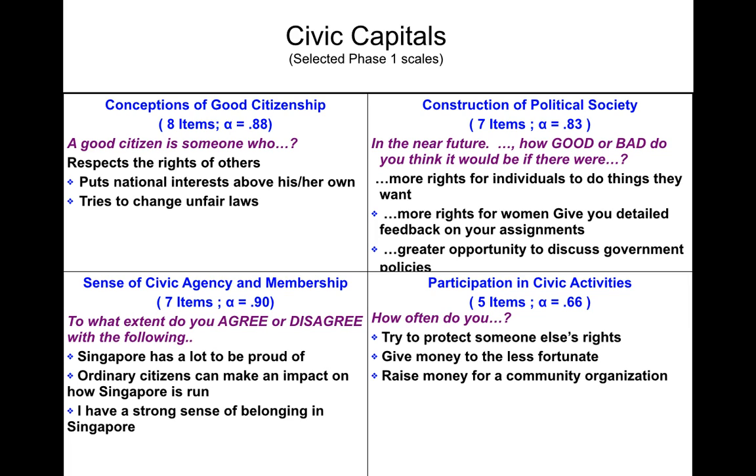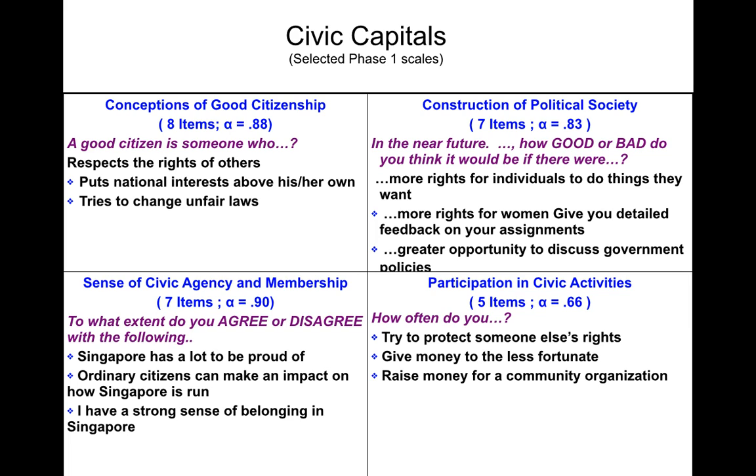Now let's take a look at some of the ideas that we have analyzed. So in the top right corner, we have this idea of conceptions of good citizenship. And it says there are 8 items. So we created a scale which we referred to as conceptions of good citizenship. And this scale is composed of 8 items. So the first question is, a good citizen is someone who, and then we have 8 items. And the first 3 are indicated here. Respects the rights of others, puts national interests above his or her own, tries to change unfair laws, and down to the other 5 items.